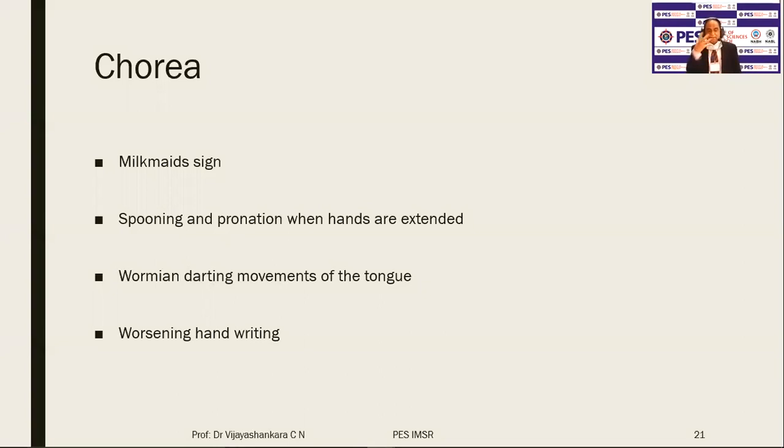And of course, wormy and darting movements of the tongue. Ask him to put out the tongue. It will keep moving in and out, and then side to side, and you can see the contraction of the tongue muscles. Then, of course, you ask him to write. Worsening handwriting can be used as one of the prognosticating tests for the children with chorea. Over a period of time, the handwriting improves. Then you know that the child is coming out of the chorea.